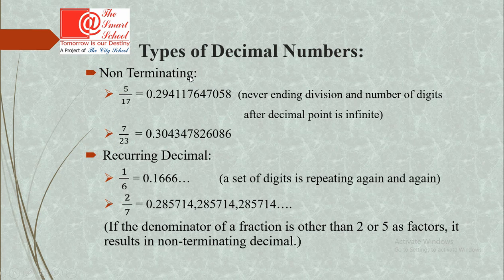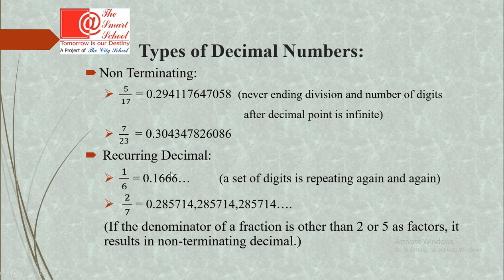Now non-terminating decimal. When we divide 5 by 17, the answer is never ending. The division will never end and the number of digits after the decimal point is infinite. So it will come 0.294117647058 and more and more. And same case is here. When you divide 7 by 23, the answer will come 0.3043478268086 and more numbers, and there is always a remainder. So the division will never end. So it is called a non-terminating decimal.